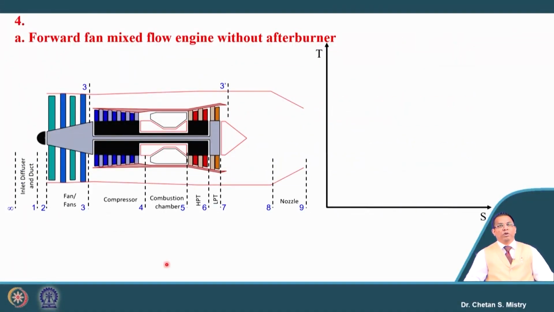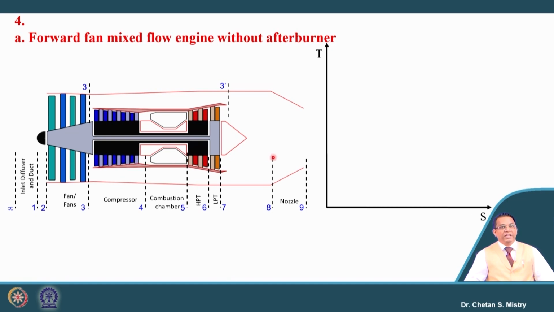Okay, let us look at the construction of this. Here we have a forward fan mixed flow engine without afterburner. Let us put the stations. Initially we have the inlet, then fan or fans, depending on the kind of bypass ratio we select. Suppose we have low bypass ratio engines, they may have 2 or 3 fans. If I move towards the medium range, we will have 1 or 2 fans. Then that is followed by the compressor, combustion chamber, HP turbine and LP turbine.